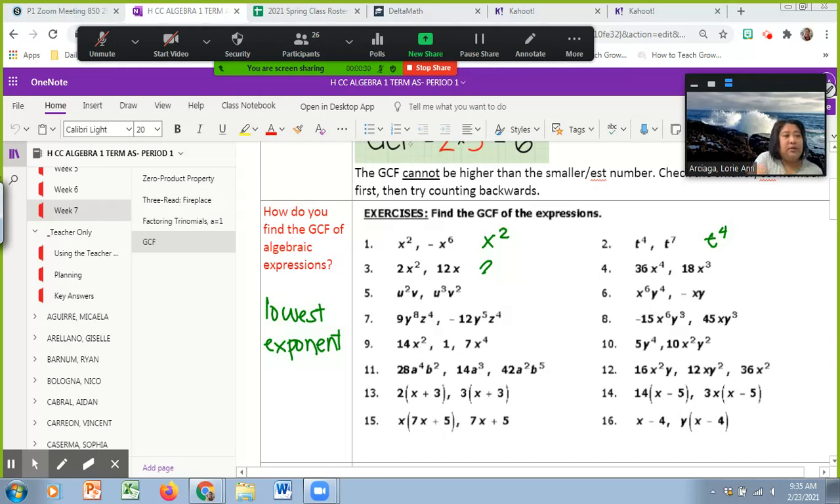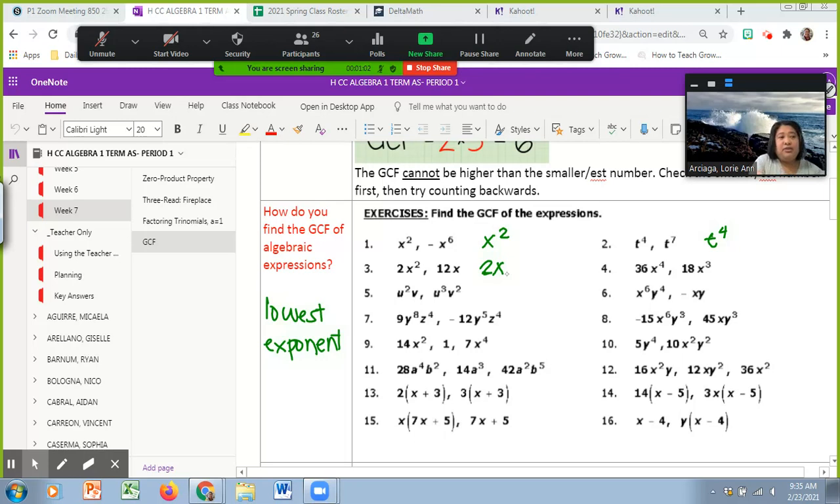Okay, so as we were looking at this one earlier, you said the GCF of 2 and 12 is 2, right? Now what about the variable? Look for the lower variable and exponent. There's only one variable, it's only x, so we have no choice. The lower exponent is 1, so it's just going to become 2x. So you get the GCF of the number, and then you get the GCF of the variable.